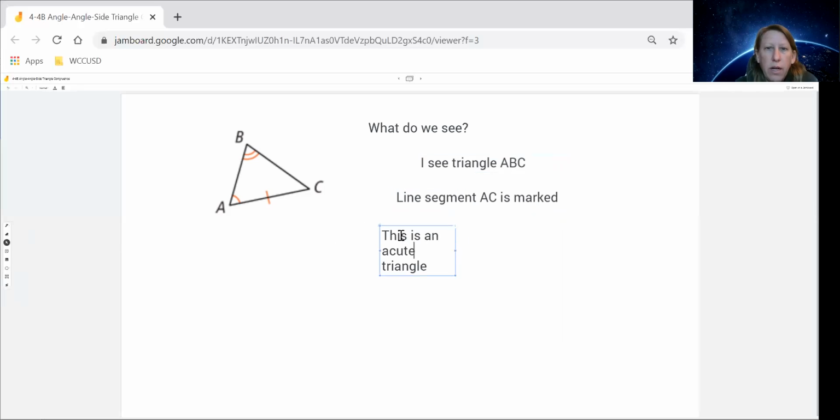Do we know about how to classify it by its sides? Well, if this angle and this angle are different, I know that this side is different. So it looks scalene to me. All three sides look different. I'm going to be a little lazy, and so we can classify it both ways. It's not as important. What else?